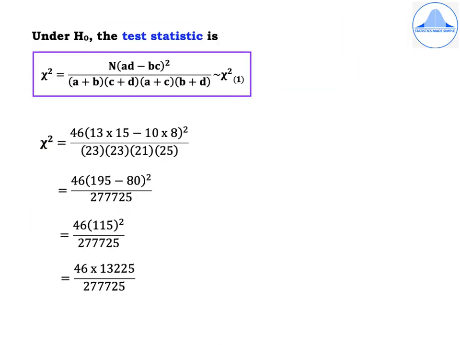Under H naught, write the test statistic, that is chi-square equal to n into AD minus BC the whole square, divided by, it is the product of all the totals, which is A plus B into C plus D into A plus C into B plus D, which follows chi-square with 1 degree of freedom. So chi-square is equal to 46 into 13 into 15 minus 10 into 8 the whole square, which is divided by, write the product of all the totals, that is 23 into 23 into 21 into 25.